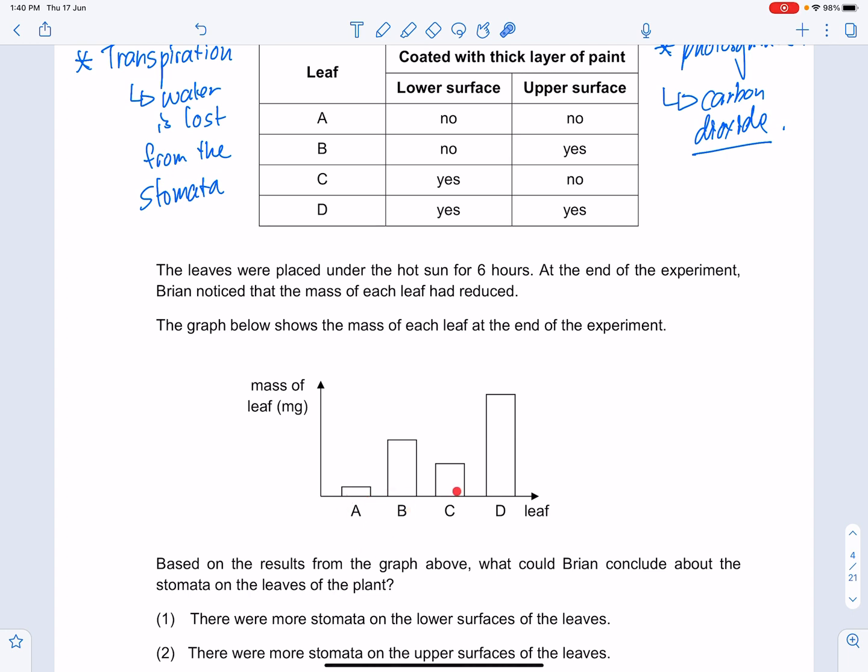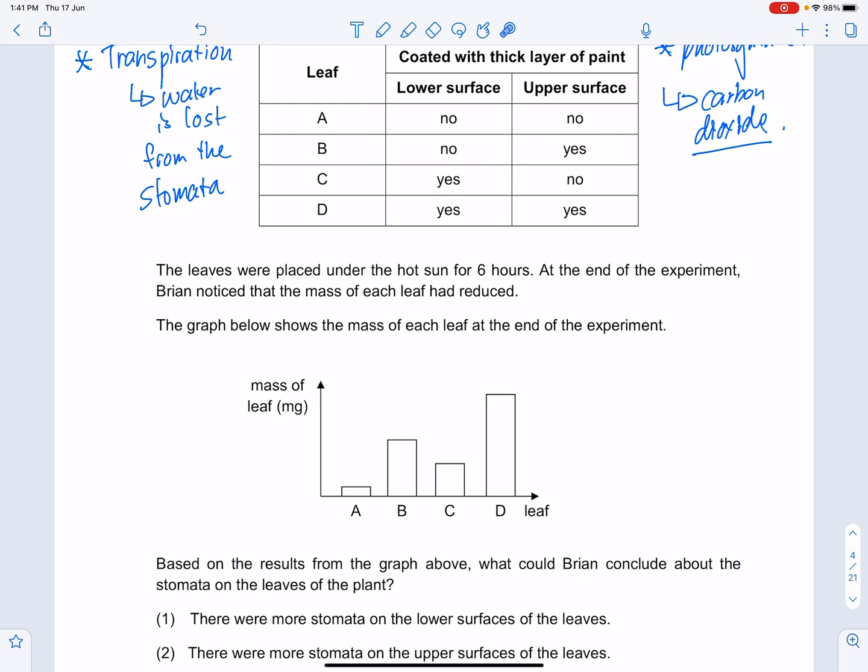And then you look at C. For C, if you take a look at it, the lower surface was blocked, but not the upper. This has resulted in a greater loss of mass, which means that water has been lost more than B. So if you compare B and C, even though only one surface was blocked, there were two different surfaces. For B, it was the upper. For C, it was the lower.